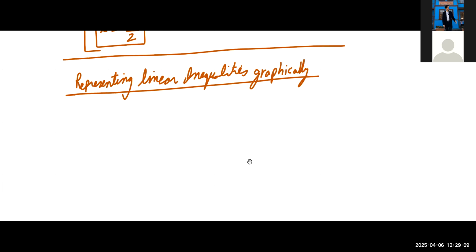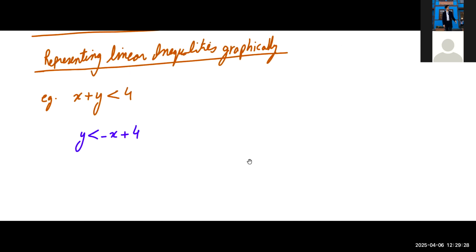So for example, let's say that you're asked to sketch x plus y is less than 4. My favorite way to do this is to first make y the subject. So I subtract x on both sides and I get this nicer looking equation. Now, just forget about the inequality for a second. Just think about what the line would look like if it was an equation. Can you make me a sketch of what the line looks like?